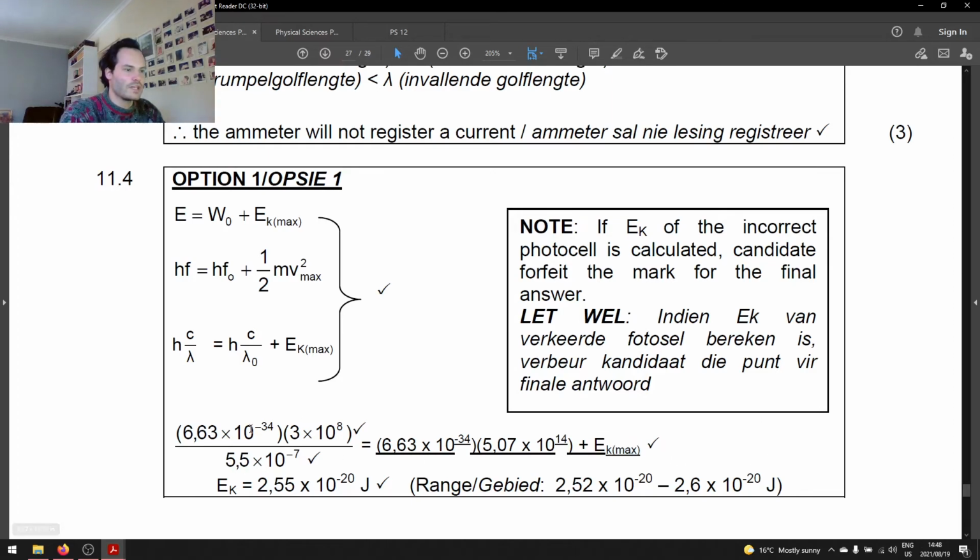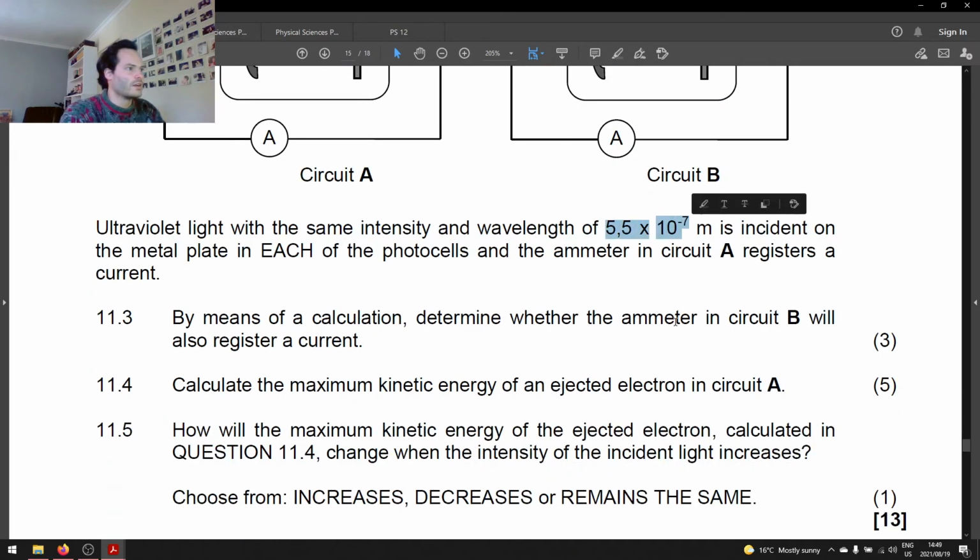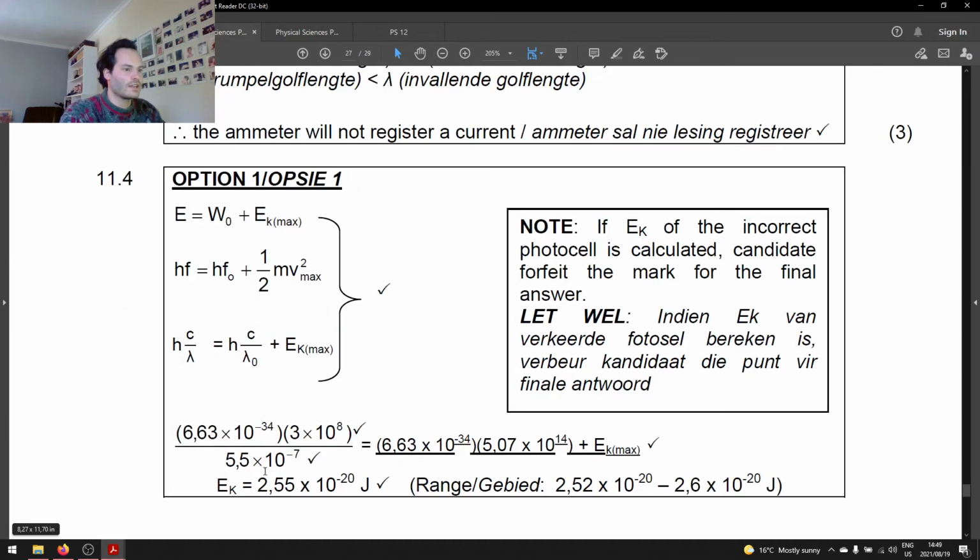So I substitute in Planck's constant, always 6,63 times 10 to the power of minus 34. C, speed of light through a vacuum, is 3 times 10 to the power of 8. And then this 5,5 times 10 to the power of minus 7, remember, that is the wavelength of the ultraviolet light that they give us. So I substitute that in. That's the energy of the photon that's coming towards the cesium plate. Then that energy is split up into my work function and my Ek max.